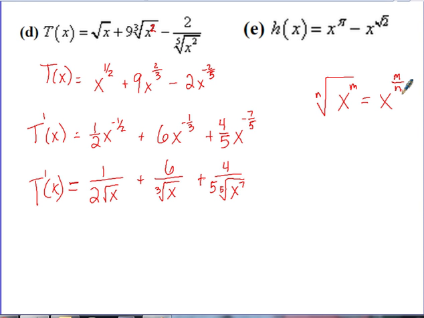Because the radical was in the denominator, right? So in order for me to take it, I have to bring it up to the top, which means take the reciprocal, flip it. And then at that point, I just did my power rule, right? Move my exponent to the front, subtract 1 from every exponent. So I got this second line here, 1/2 x to the negative 1/2 plus 6x to the negative 1/3 plus 4/5 x to the negative 7/5.